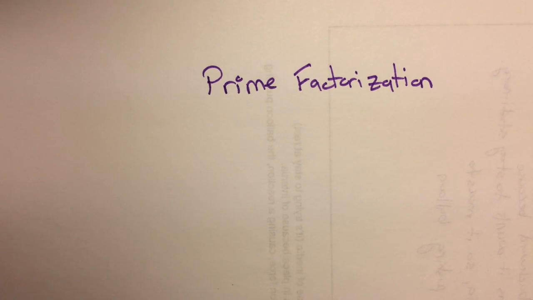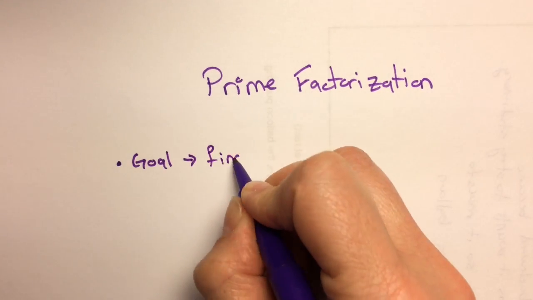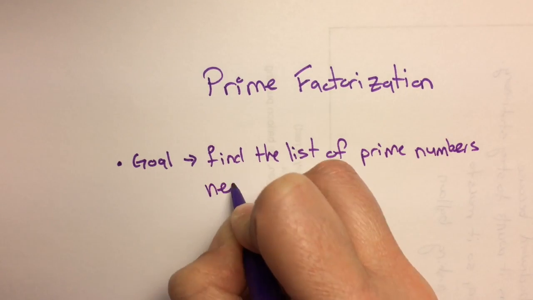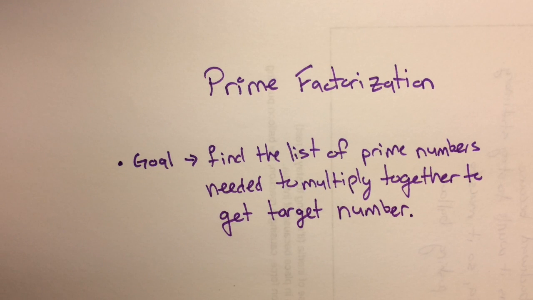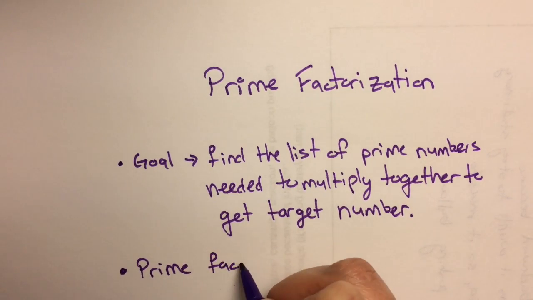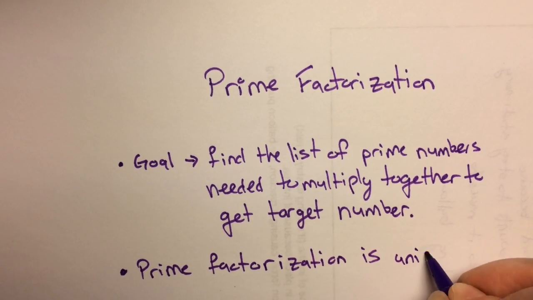So in this video, I'm going to do some examples of finding the prime factorization of a number. When I'm finding the prime factorization of a number, my goal is to find all of the prime numbers that you have to multiply together to get my target number. One advantage of doing a prime factorization compared to all of the other possible ways that we can factor numbers is that the prime factorization is unique. So there will only be one prime factorization. There's only one way to factor a number into prime numbers.